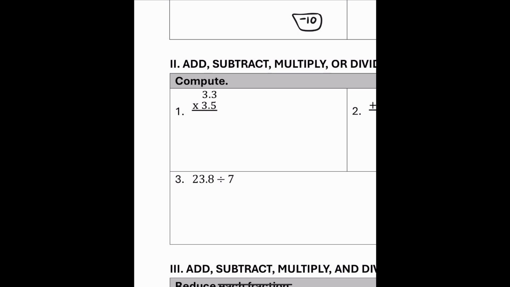So whenever I have a decimal and I'm being asked to multiply, I'm just going to ignore the decimals for now. Okay, so I'm going to write 33 times 35. All right, and we're going to multiply just like what we did before. Okay, so here we have 5 times 3, that's 15. So we'll carry the 1. Then we have 5 times 3, which is also 15. But since we carry the 1, it's going to be 15 plus 1.